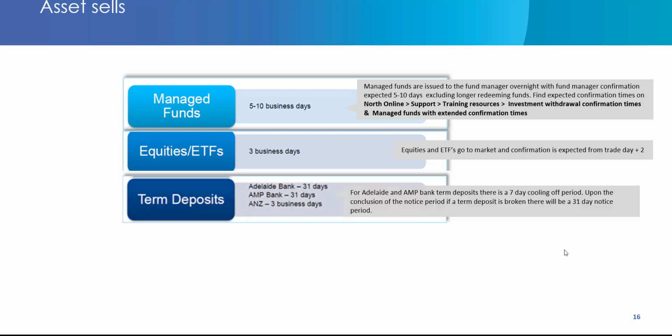And then finally, term deposits. For Adelaide AMP Bank deposits, there's a 7-day cooling off period. Upon the conclusion of the notice period, if a term deposit's broken, there will be a 31-day notice period.